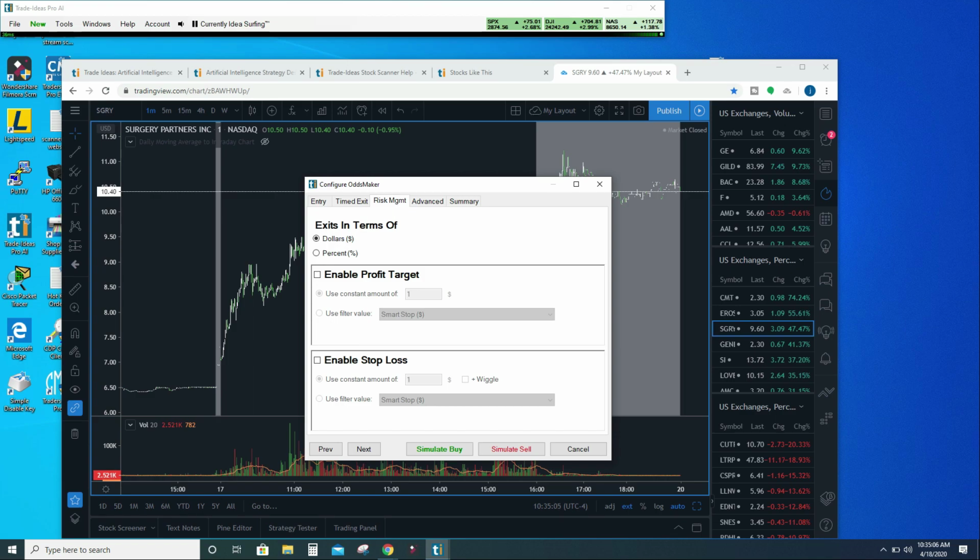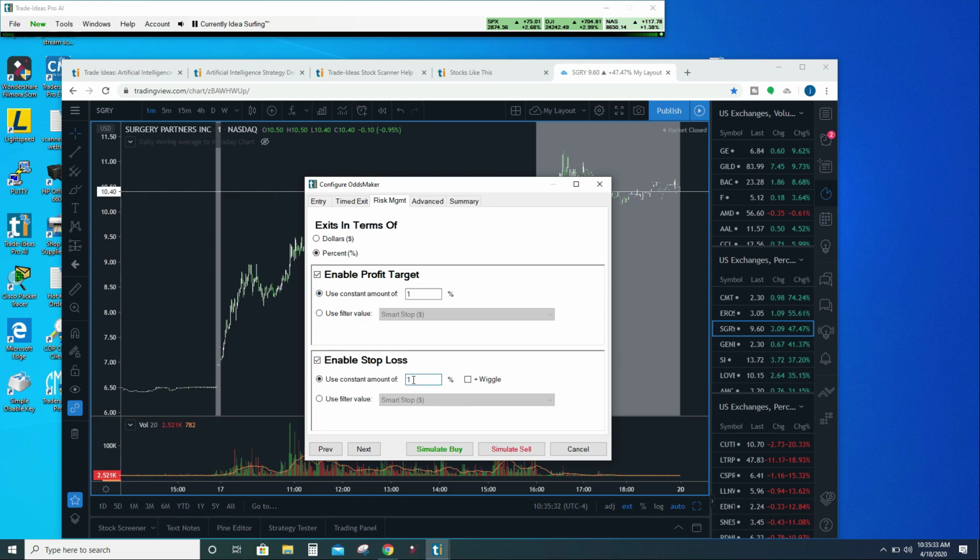So what you can do here is enable a profit target. Once that SMA crosses, you can say, okay, I want to exit 50 cents above my entry price. Or you can do a percentage. I want to exit out 1% for a profit once I enter. And then you can enable a stop loss. So let's enable a stop loss.